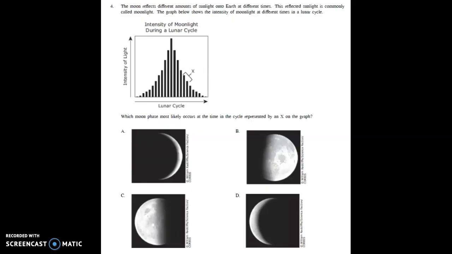Question 4. The moon reflects different amounts of sunlight onto Earth at different times. This reflected sunlight is commonly called moonlight. The graph below shows the intensity of the moonlight at different times in a lunar cycle. Which moon phase most likely occurs at the time in the cycle represented by an X on the graph?